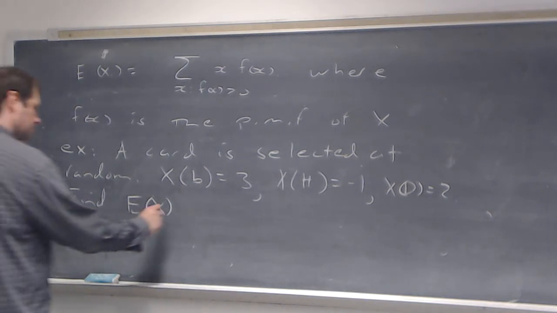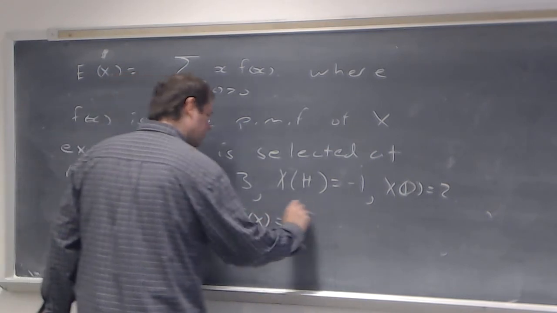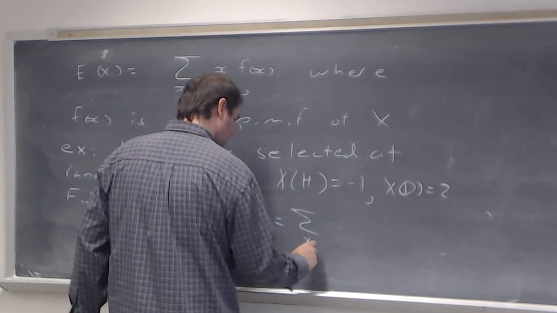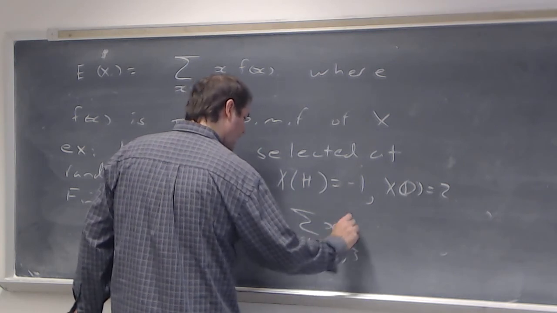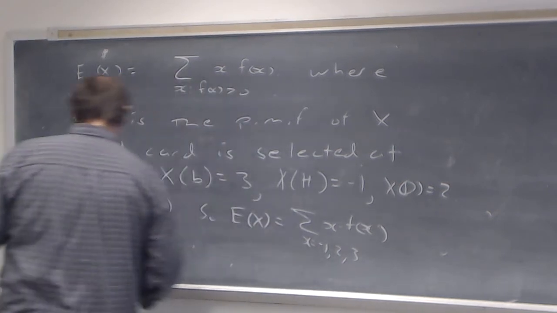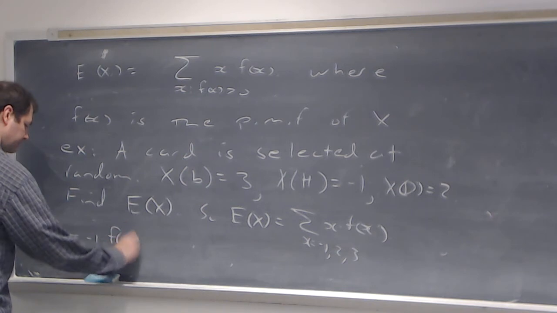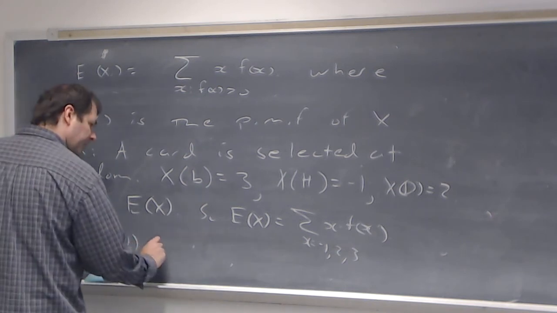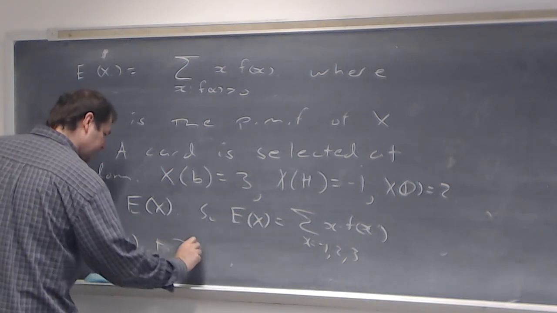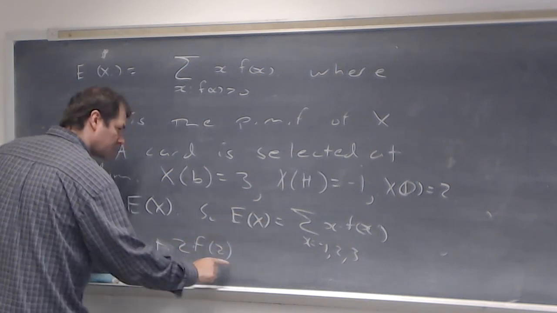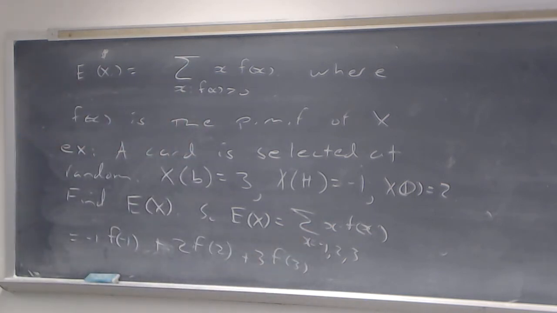Well, here's the answer. The expected value of X is going to be the sum of the output values. So this is x going over -1, 2, 3 of x times f of x. And so that's going to be equal to -1 times f of -1, plus, that's what sum means, 2 times f of 2, plus 3 times f of 3. So that's what we have.